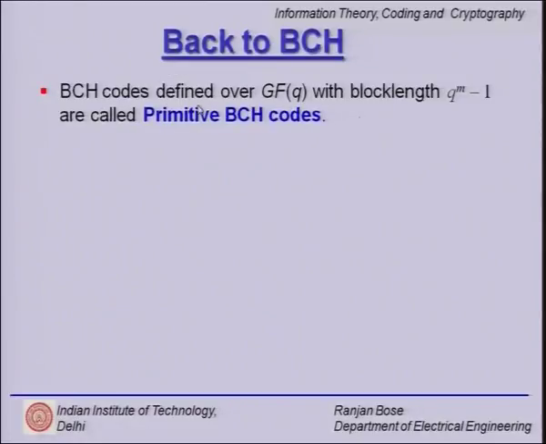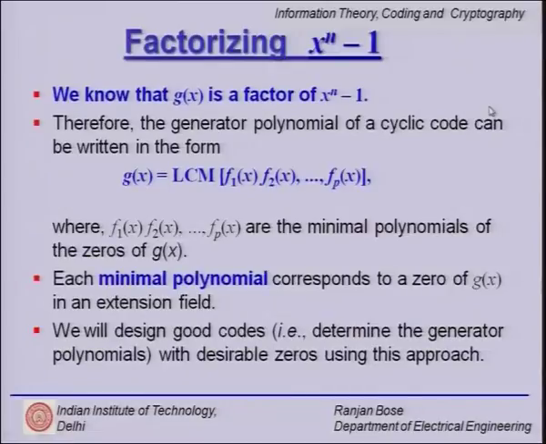Now, we have talked about primitive BCH codes with block length q raised to m minus 1 because it is very easily factorizable, and it is the factor that we are going to deal with. And we went on to define g of x as a factor of x raised to n minus 1, and we can take g of x as an LCM of a certain number of minimal polynomials. Please note, each of the minimal polynomials f1(x), f2(x), ..., fp(x) corresponds to a 0 of g of x in the extension field.